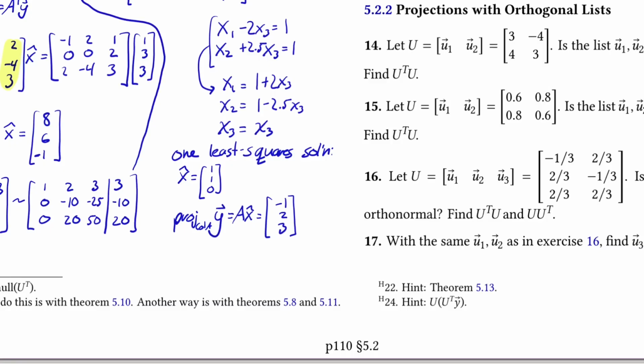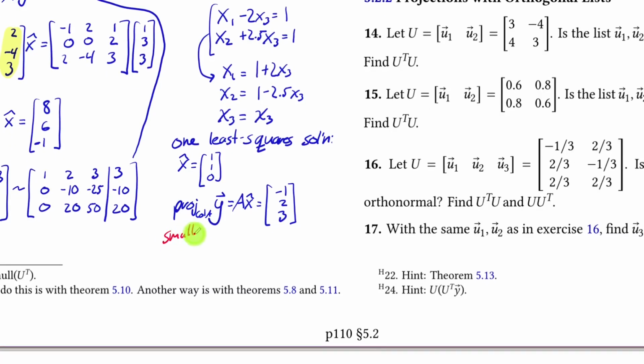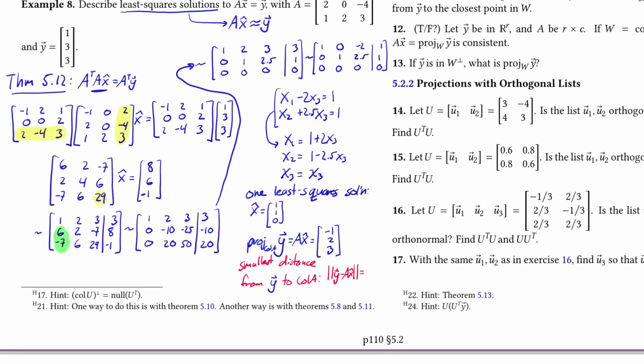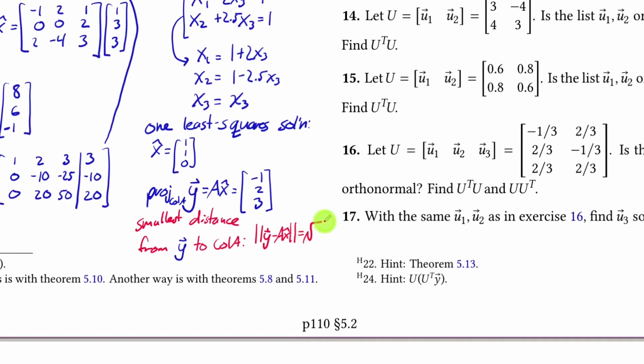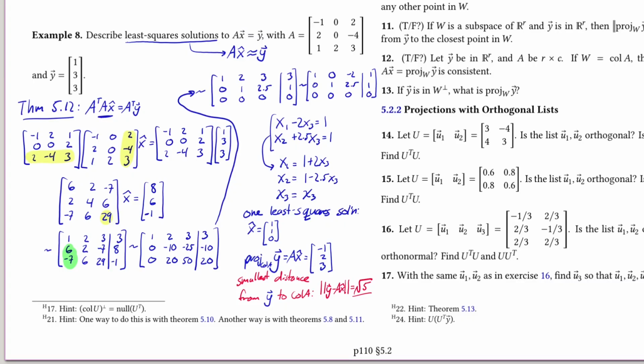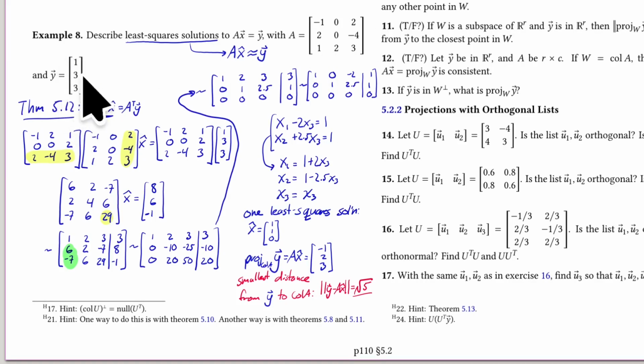Again, the least squares error is the distance from y to the column space of A, and that will be the magnitude of y minus A x hat, minus that projection, which will end up being the square root of 5, I believe. So the square root of 5 is the closest you can get in the column space of A to the vector y. All right, so that is projections and least squares solutions. Good luck with the basic homework, and I will see you later.